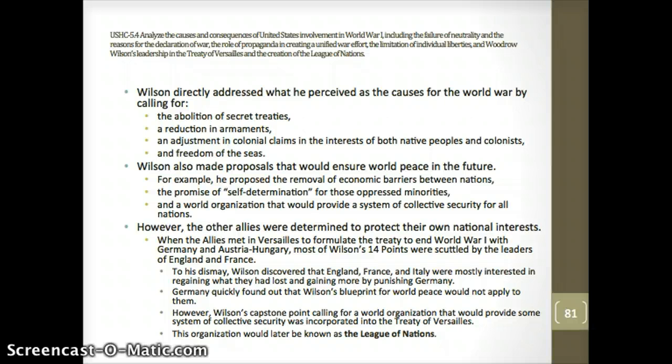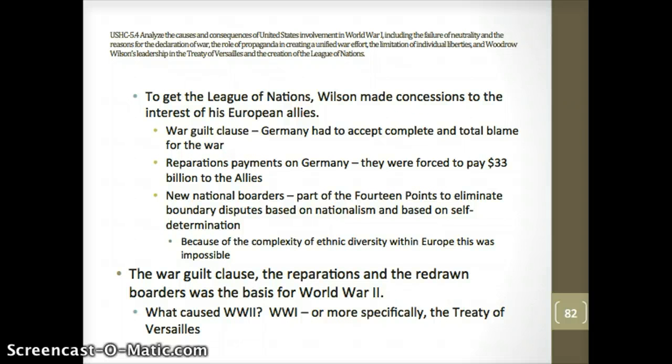And the Treaty of Versailles is going to be an awful treaty. It includes the War Guilt Clause, where Germany had to accept complete and total blame for the war. It caused Germany to have to pay reparations. They were forced to pay $33 billion to the Allies. It also created new national borders, which was part of the 14 points.